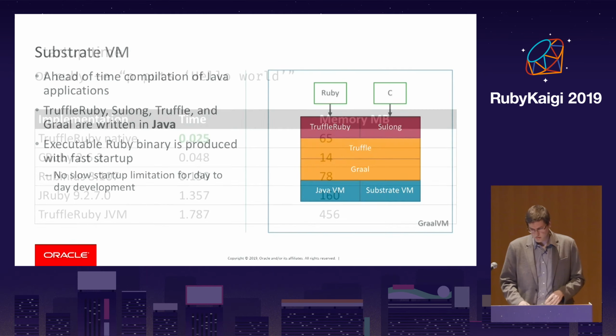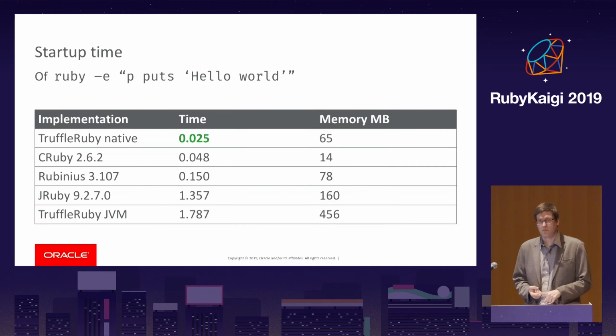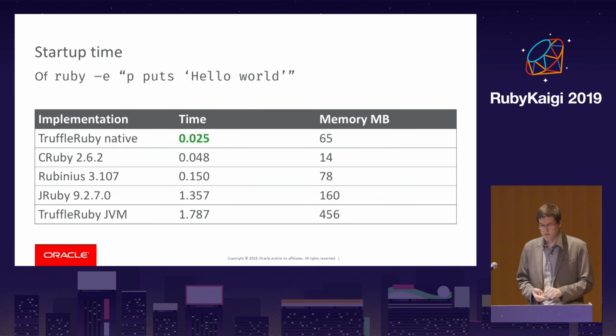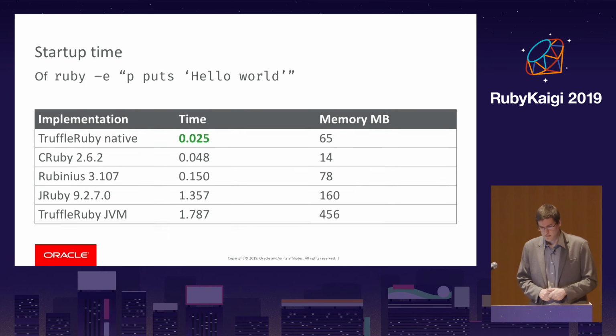So let's have a short, quick look at some of the numbers. If you use the TruffleRuby native image, which is created and running with the Substrate VM, hello world takes just 25 milliseconds, which is even faster than CRuby.